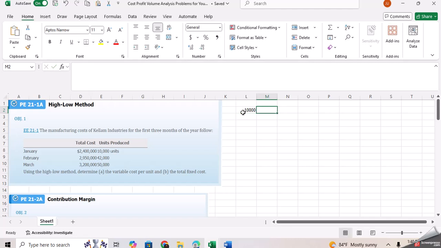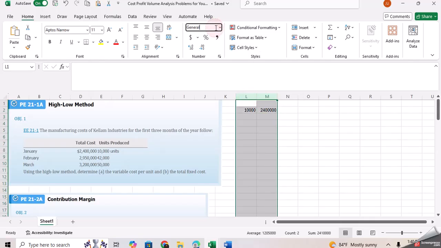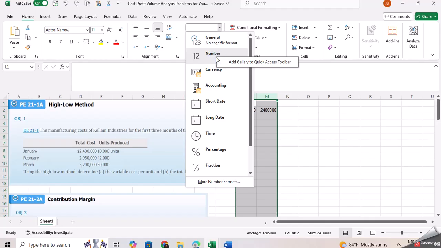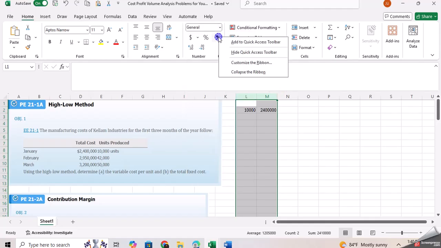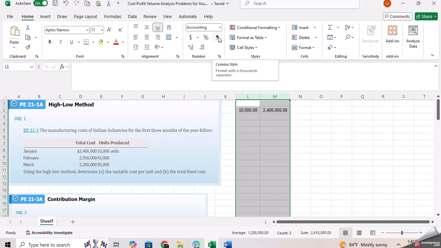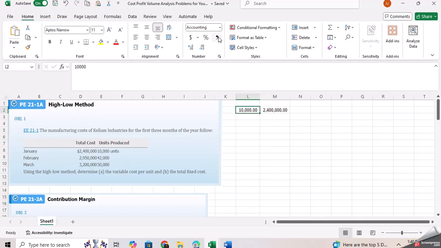So the 10,000 units, $2,400,000. And then our high point is 50,000, and then the 3,200,000. So then using our high-low method, determine our variable cost per unit and then our total fixed cost.